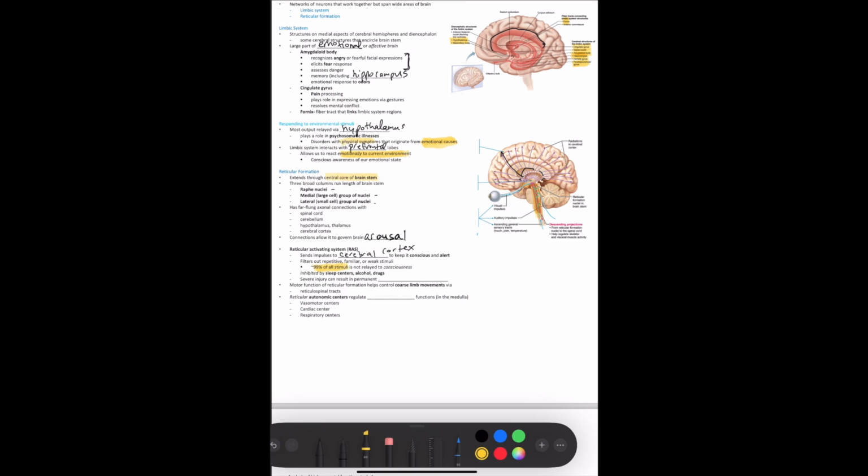Things that can inhibit the RAS, it's inhibited by the sleep centers, alcohol, including drugs. Severe injury can result in permanent coma or unconsciousness. Motor function of the reticular formation helps control coarse limb movements via the reticulospinal tracts. When we say coarse limb movements, what we're referring to is unrefined muscle movement.